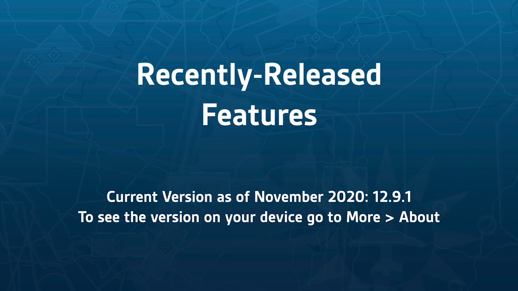All right, recently released features in ForeFlight. So the current version of ForeFlight as of today is version 12.9.1. If you're ever in doubt on what version you're running on your device, you can take a look at what version you're on by going to More and About. And at the very top of the page in ForeFlight, it'll say what version you're currently running. If it is out of date, you just go to the Apple App Store and download the latest version of ForeFlight.